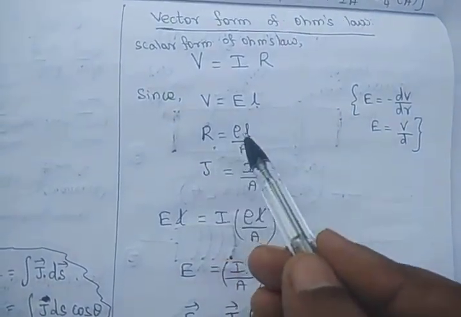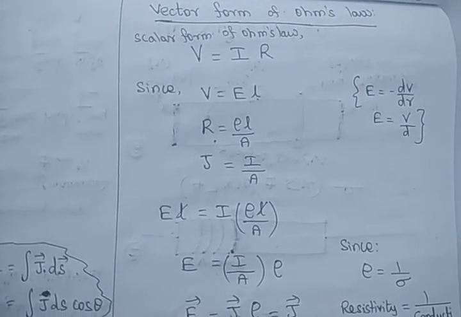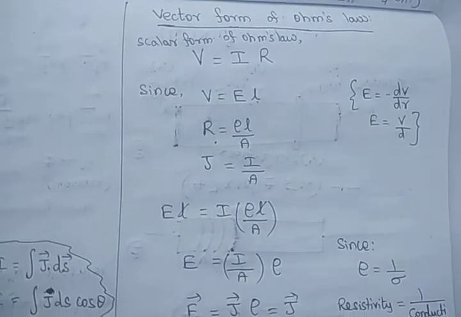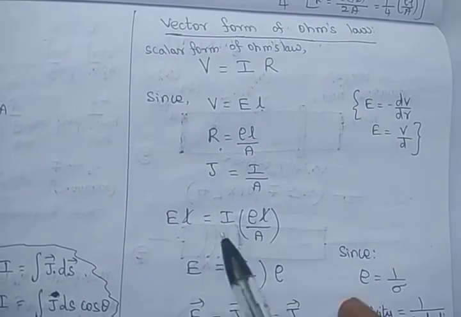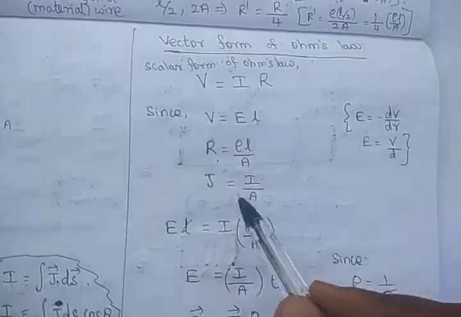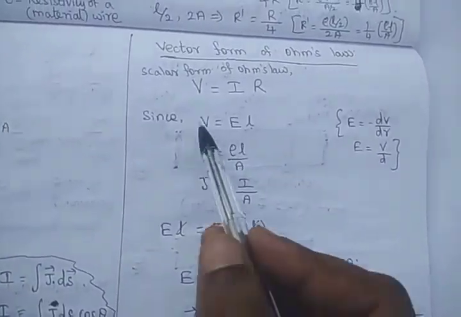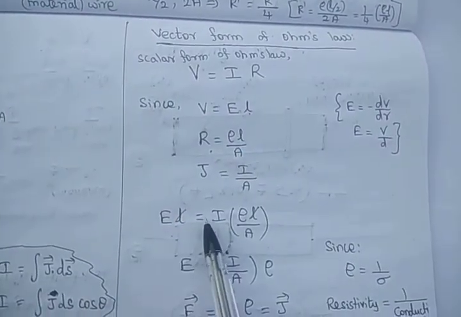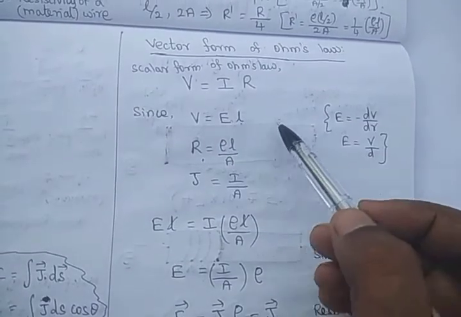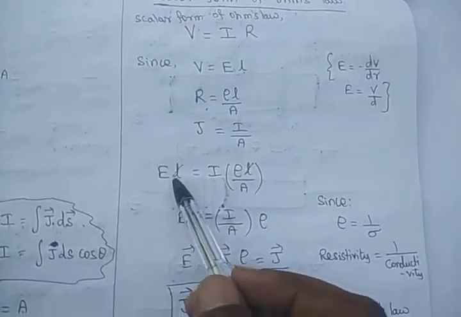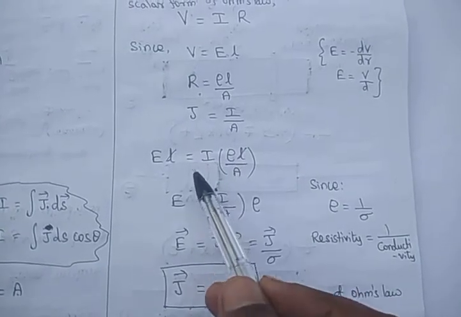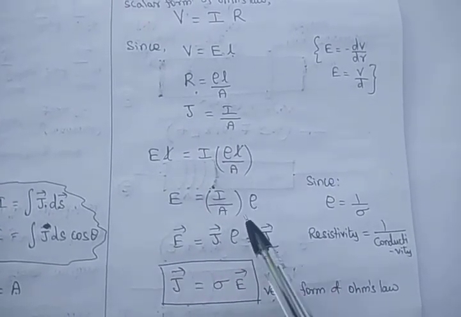R is equal to rho L by A. Already we studied that rho is the resistivity, L is the length of the wire and A is the area of cross section. Similarly, the current density J is equal to I by A. Substitute these values in the scalar form. V is equal to EL, which is equal to I times R, and instead of R we substitute rho L by A. The L on the right side and left side get cancelled. Then E is equal to, bringing the A here, I by A into rho.